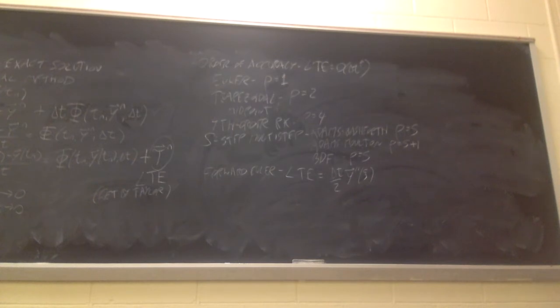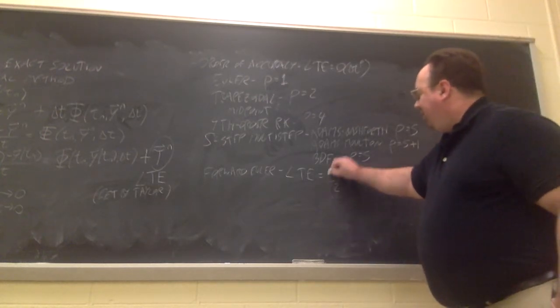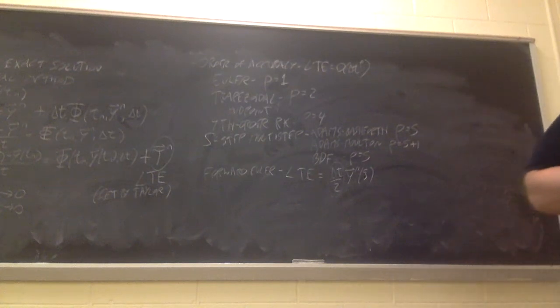So if we have an idea as to how big the second derivative of your solution can get, that gives an idea of how big the LTE can get. But the important thing is this, that it's delta t to the first power. And that's how we know it's first order accurate.